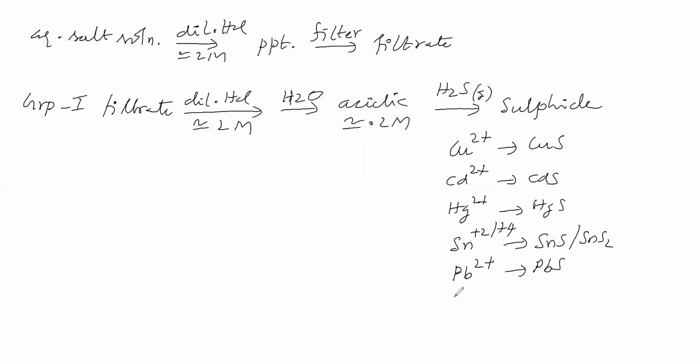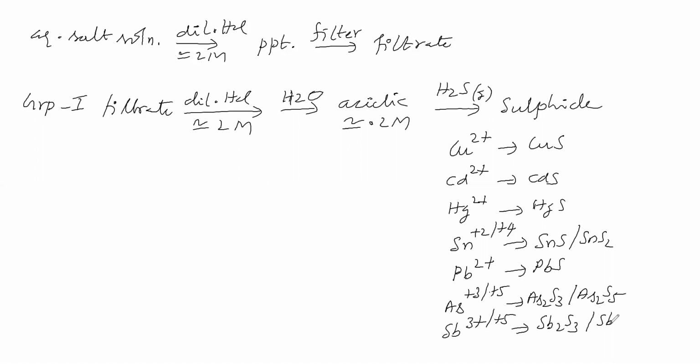Next, the nitrogen family. Arsenic has possible oxidation states plus 3 and plus 5, therefore it can give As2S3 or As2S5. Next, antimony, with possible oxidation numbers plus 3 and plus 5, gives Sb2S3 and Sb2S5. Next, bismuth, with oxidation number plus 3, gives Bi2S3. So group 2 cations precipitate as sulfides.